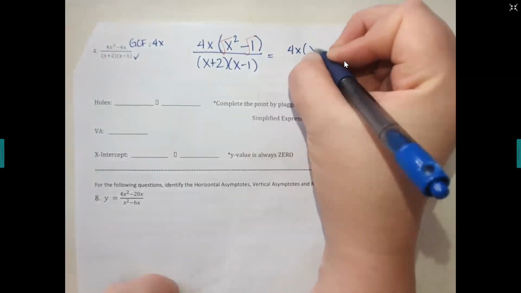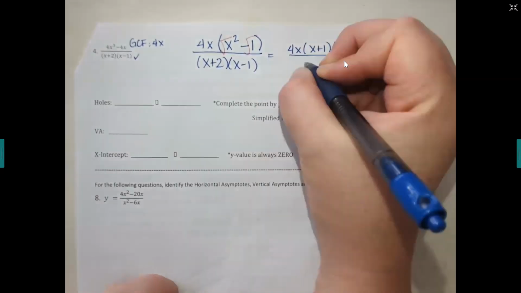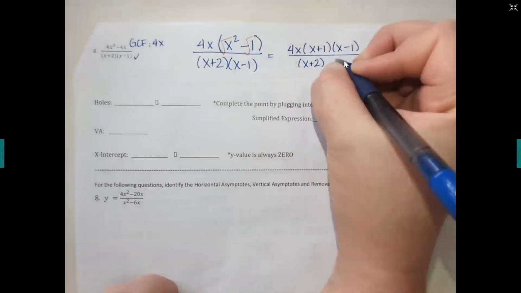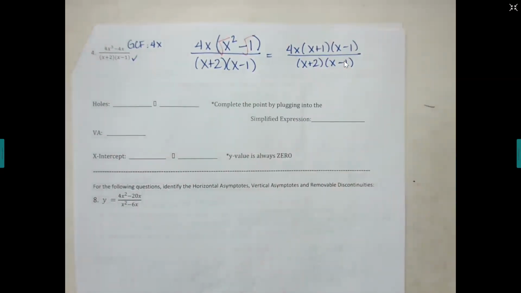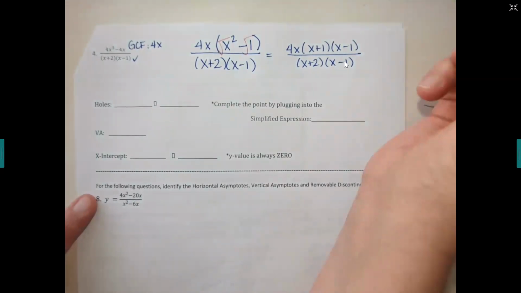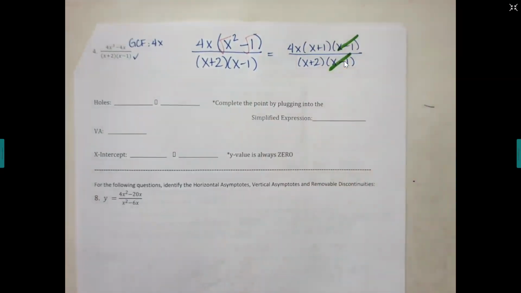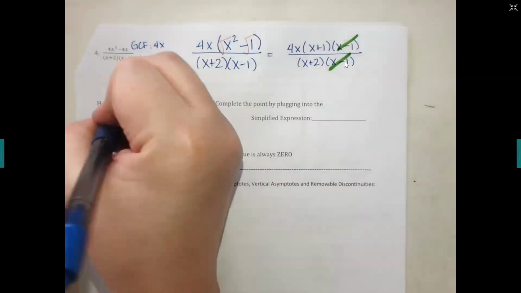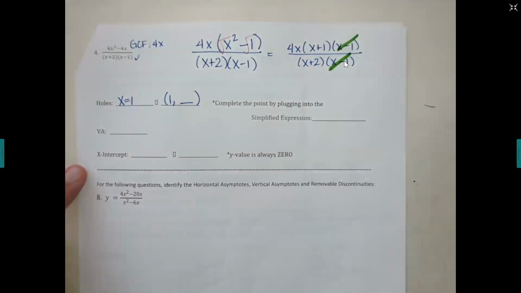So on the top, we have a 4x. We have an x plus 1 and an x minus 1. On the bottom, you have an x plus 2 and an x minus 1. Okay, then you're looking through that to see what's going to cross out. What is my common factor that the top and the bottom both have? Okay, and if the minus 1's cross out, where will the hole be? Positive 1. And then I'm going to put 1 comma something so that I don't forget that I'm going to have to go back and find that y value.